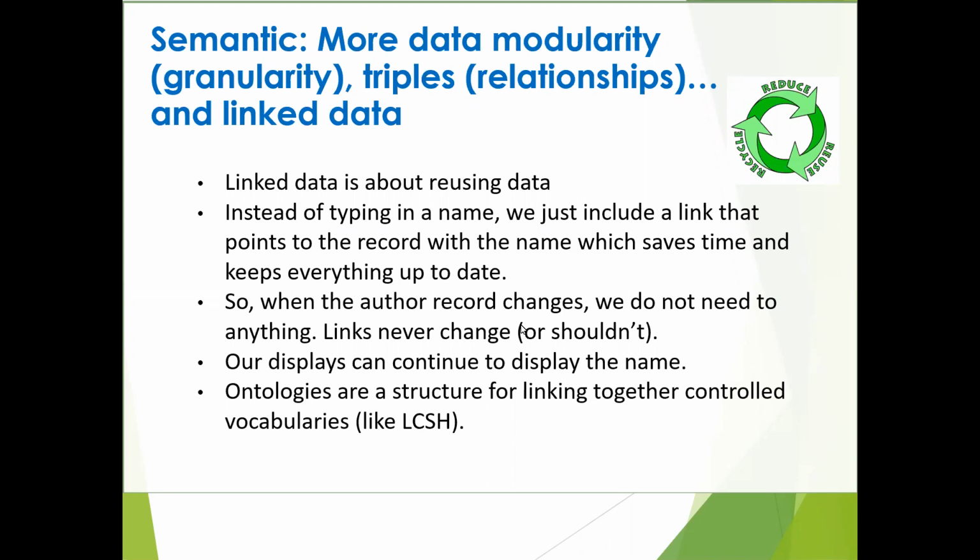So linking to data instead of actually typing in that person's name as we currently do, if we just link to it, our systems could use that information. They could follow that link and display. They could continue to display the name as it appears in the authority record, but we would not have to change the links. So linked data, we're not going to get too far into linked data. I just want to give you the basics of it, because you will see it in BIBFRAME records, because this is part of where we're moving to.